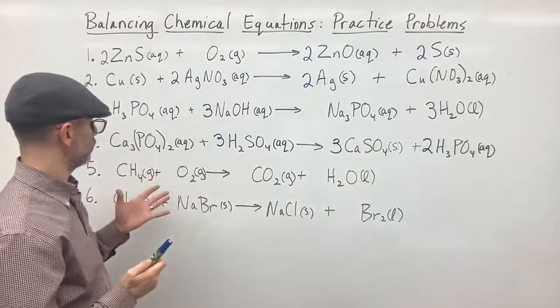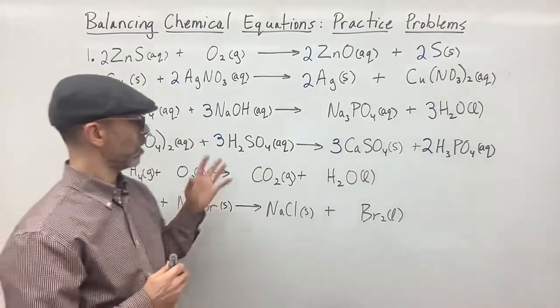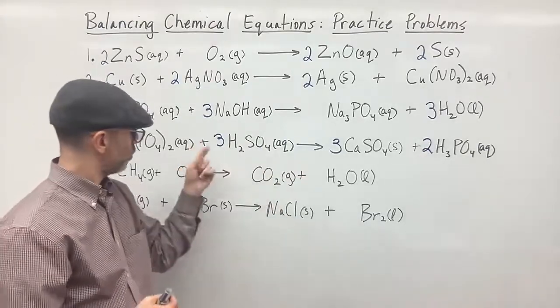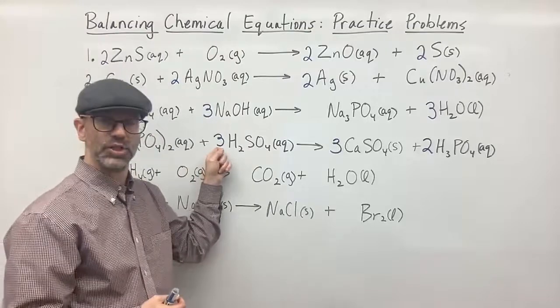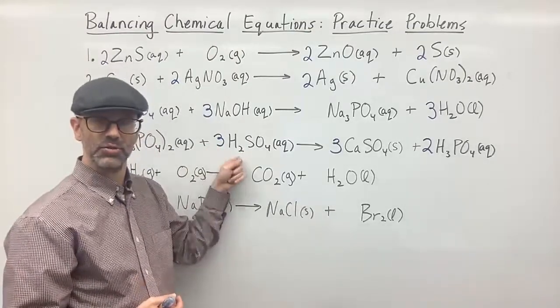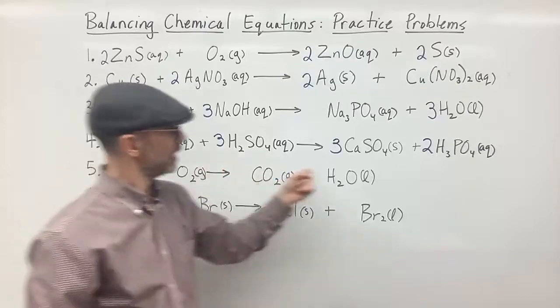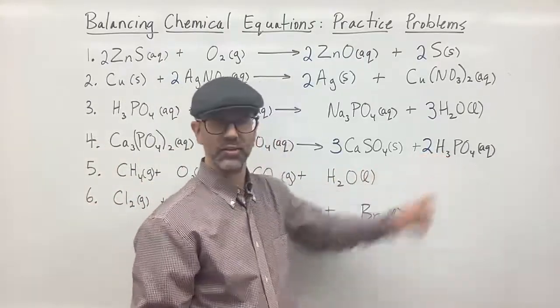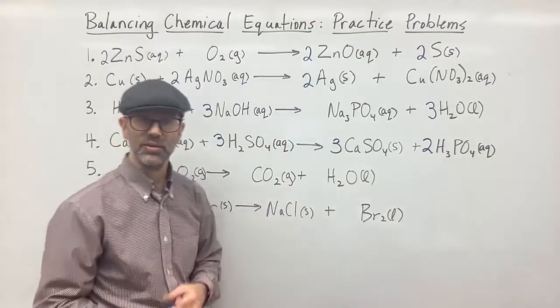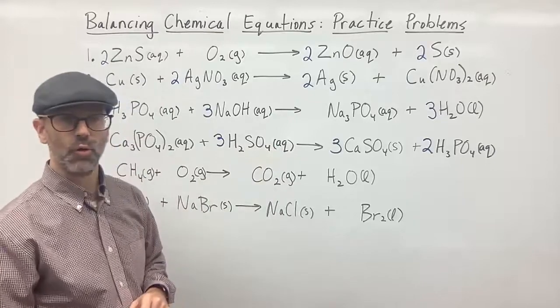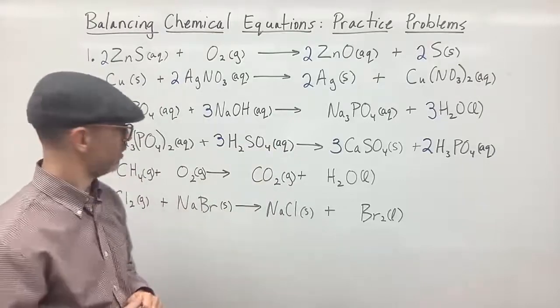So everything's balanced so far except for now the hydrogen. So now I have to check the hydrogens. So I have 3 coefficient multiplied by the 2 subscript. 3 times 2 gives me 6. Here I have a 2. 2 times 3 gives me 6. So the hydrogen is balanced. So this is my balanced equation for number 4. Let's go on to number 5.